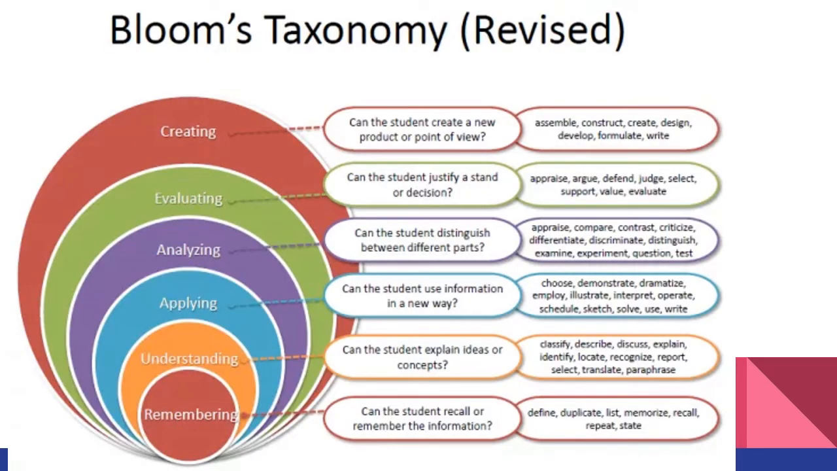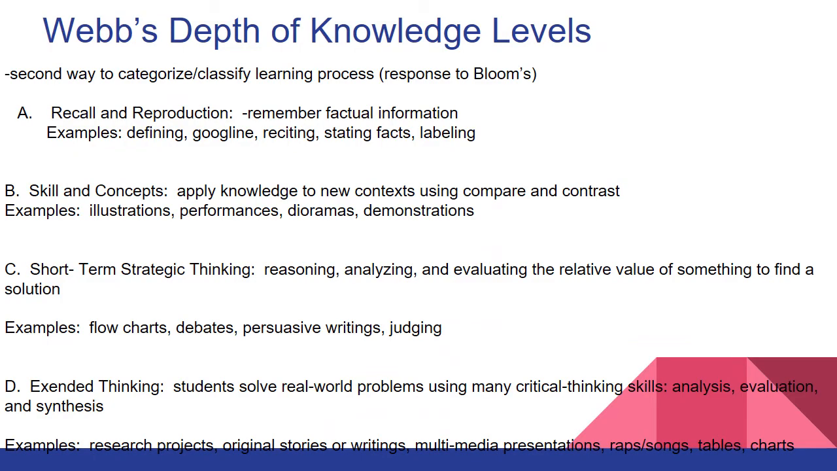Here's another visual representation of Bloom's taxonomy, and you can look at that on your own time. The nice thing about this visual is it also provides questions to relate to each level. So Webb's depth of knowledge is pretty similar to Bloom's taxonomy. Webb's depth of knowledge, however, only has 4 levels.